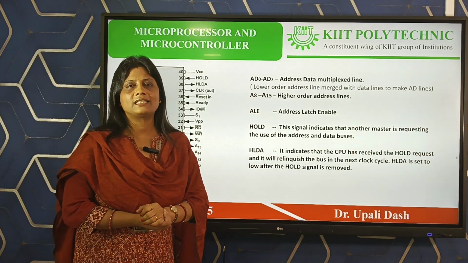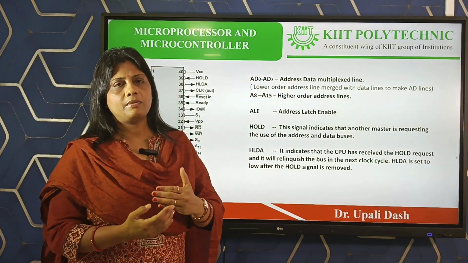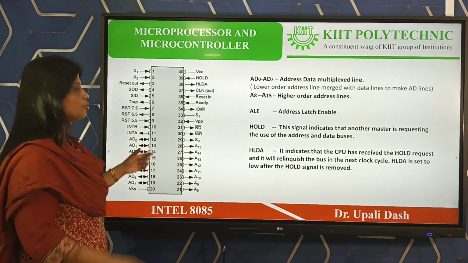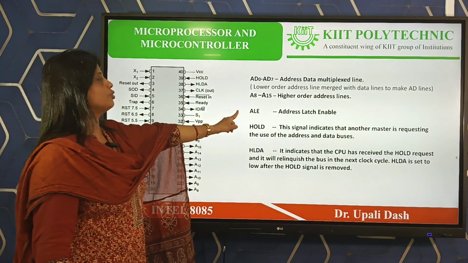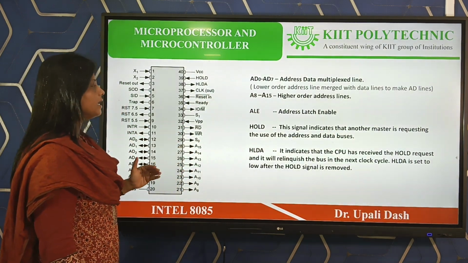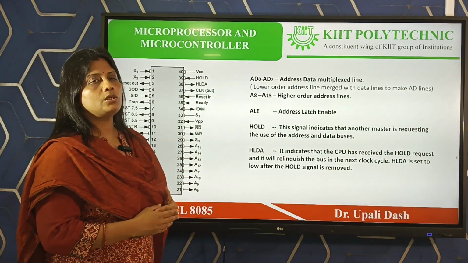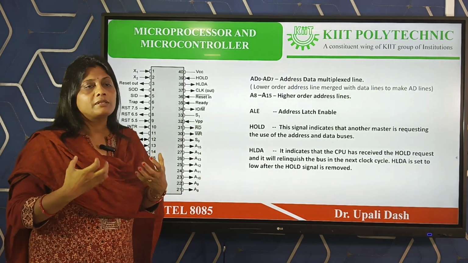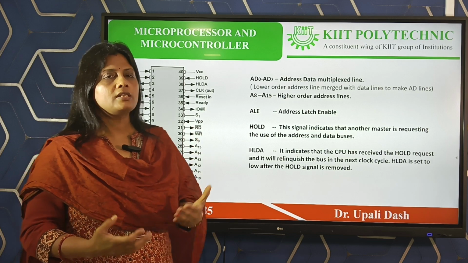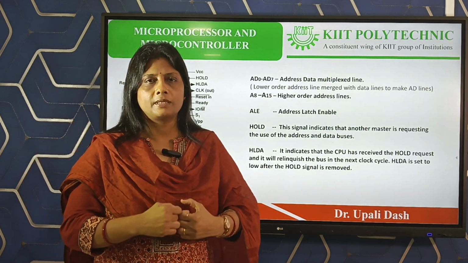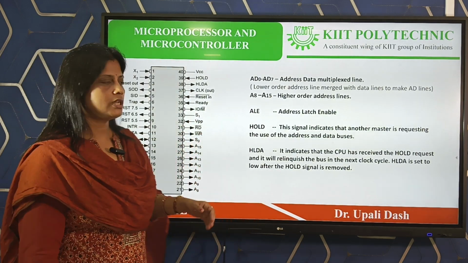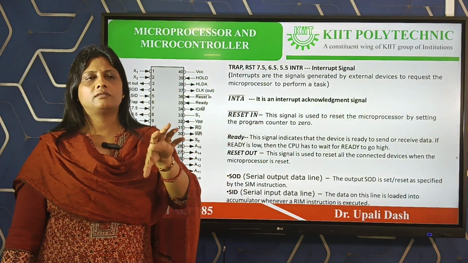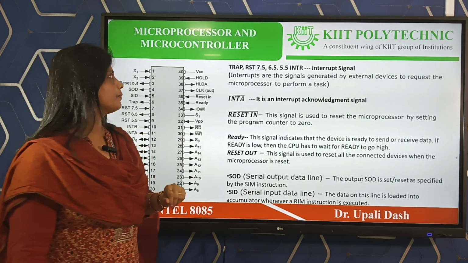ALE stands for address latch enable. Address latch enable means when the higher order address bus latches with the lower address bus to make a full address, then this signal has to be high. Similarly, HOLD and HLDA are the two signals requesting for the use of buses, because your processor has the capacity to hold the control over the buses. If another device is requesting control over the buses, then it has to hold the current task being performed by the processor.